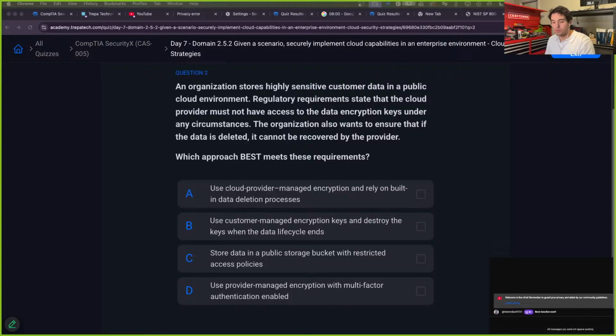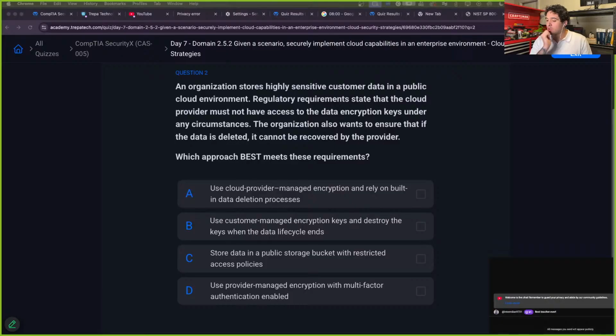All right, question 2. An organization stores highly sensitive customer data in a public cloud environment. Regulatory requirements state that the cloud provider must not have access to the data encryption keys under any circumstances. The organization also wants to ensure that if the data is deleted, it cannot be recovered by the provider. Which approach best meets these requirements?